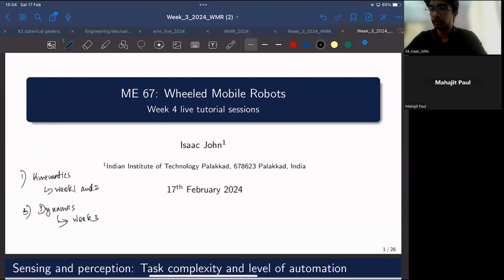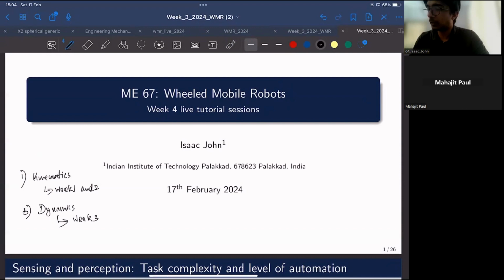So we'll take a new step from week four onwards. Weeks four, five, and six mostly deal with topics such as sensors and perception. Week four, today's session, covers sensors and perception. Next week, we'll cover localization and navigation. And for week six, we will cover path planning algorithms.